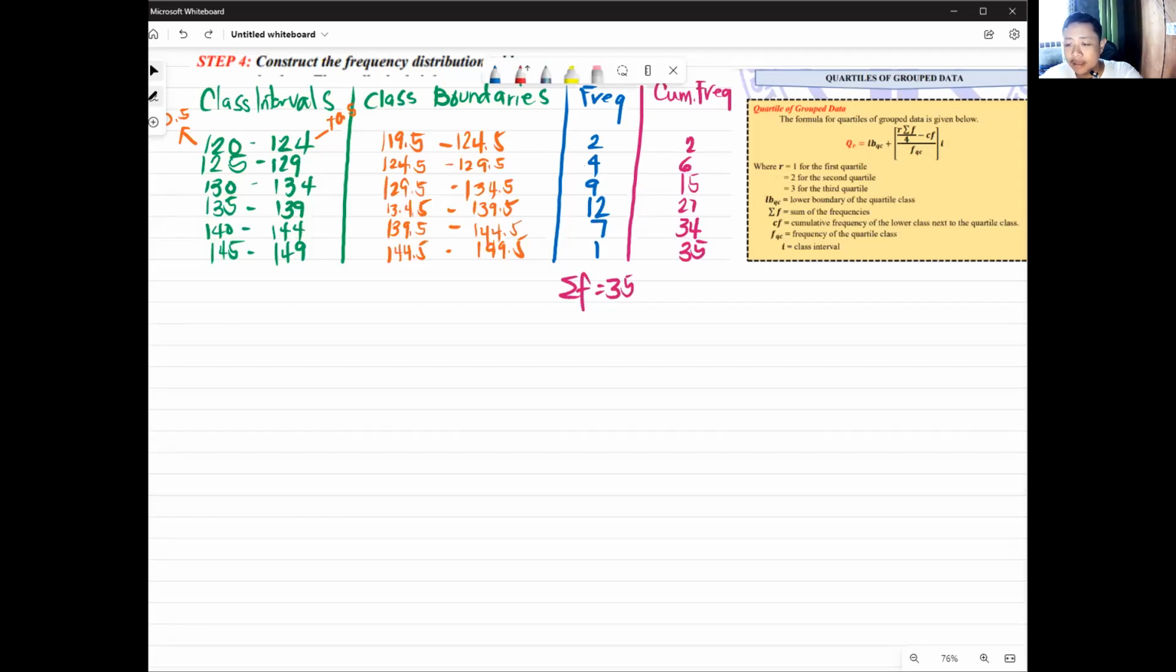Our problem here actually is if we are looking for our first quartile, then we will be using R is equal to 1. Okay. Handa na. Ready? Are you ready? Show me a reaction if you're ready to have this process. Kasi these are the values that we need to find.